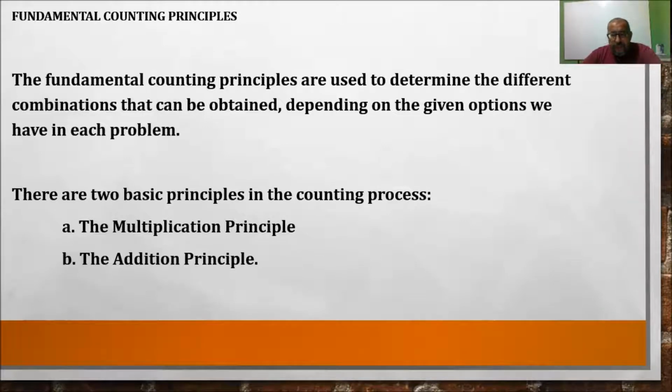The fundamental counting principles are using statistics to determine the different combinations that can be obtained in different situations, depending on the given options that we have in each problem. Basically, we have two basic principles in the counting process. The first one, and basically the easiest one to analyze, is the multiplication principle. And the second one is the addition principle. In the next examples, we're going to analyze the multiplication principle and its application.